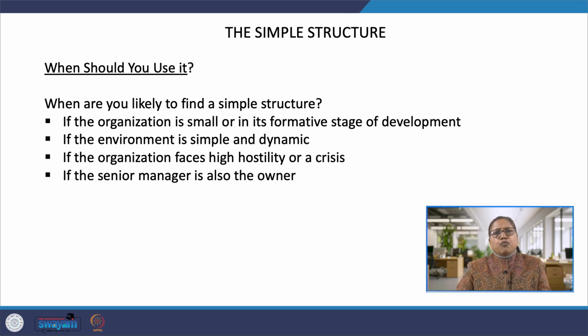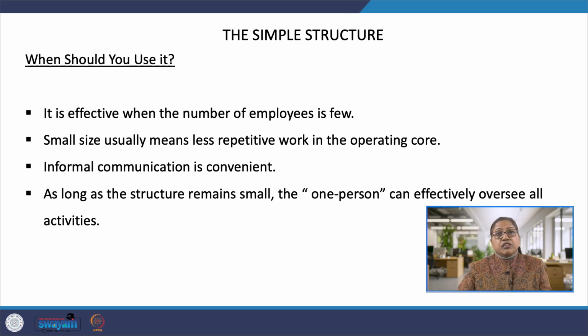If the senior executive wants to wield maximum power, or has control power, or has power thrust upon him or her by subordinates, in that case, the organization adopts simple structure. The simple structure is effective when the number of employees is less. Small size usually means less repetitive work in the operating core. So, standardization is less attractive, and informal communication is convenient. As long as the structure remains small, the one person can effectively oversee all activities, be knowledgeable about key problems, and carry out important decisions.